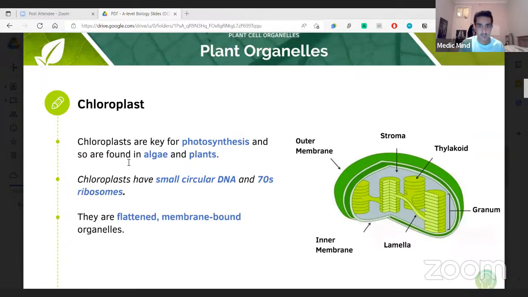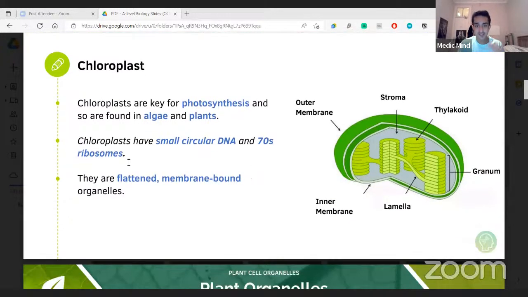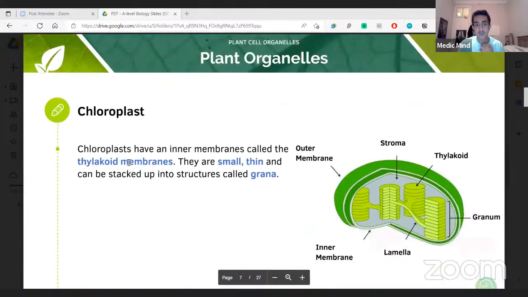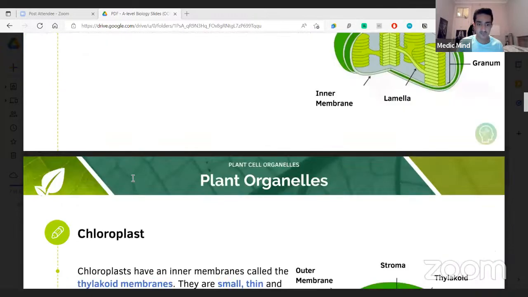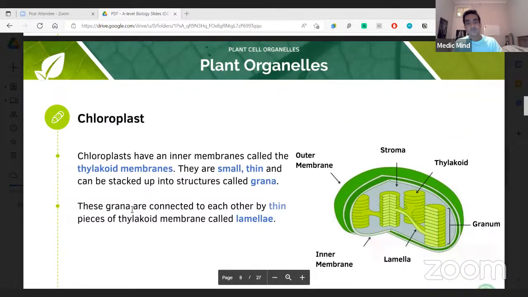So chloroplasts are key for photosynthesis, found in algae and plants. Again, very similar. They follow the same endosymbiotic theory. So they have small DNA and 70S ribosomes. They're flattened membrane-bound organelles. They have thylakoid membranes, which are small and thin, and they're stacked up into grana, which increase the surface area of the thylakoid.